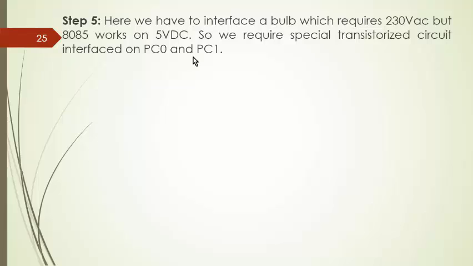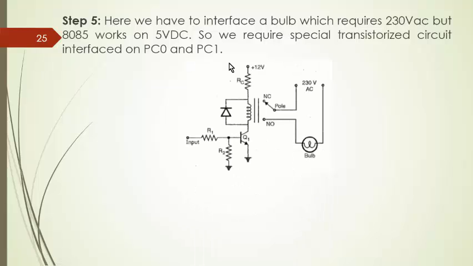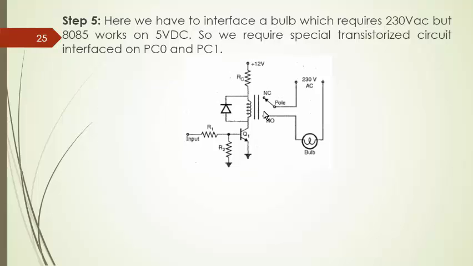And the reason behind taking the PC0 and PC1 pins is that the BSR mode, that is bit set reset mode, is applicable only for port C. That's why we have selected port C pins, that is PC0 and PC1. We can use any pin of the port C, PC2, PC3, PC4, 5, PC6, 7, like that. So BSR mode is applicable for any pin of the port C.